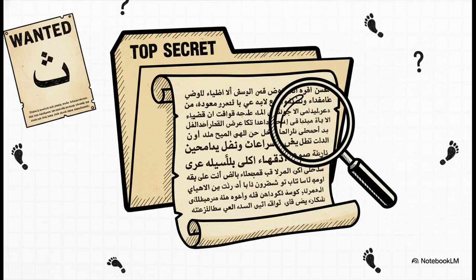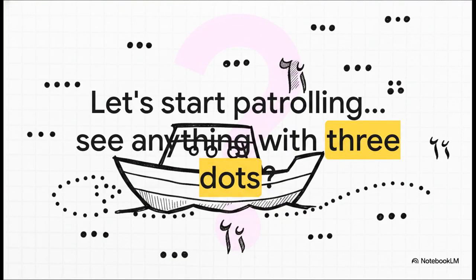And here it is. This is our search grid. Our target, tha, is hiding somewhere in this text. Don't worry about reading it. Don't worry about what it means. Your one and only job right now is to be a pattern spotter. Use those skills we just talked about. All right, let's start patrolling that first line together. Just let your eyes scan across. We're not reading, we're just hunting. We're looking for that boat shape, and even more importantly, that little triangle of three dots. You see anything? Anything at all?